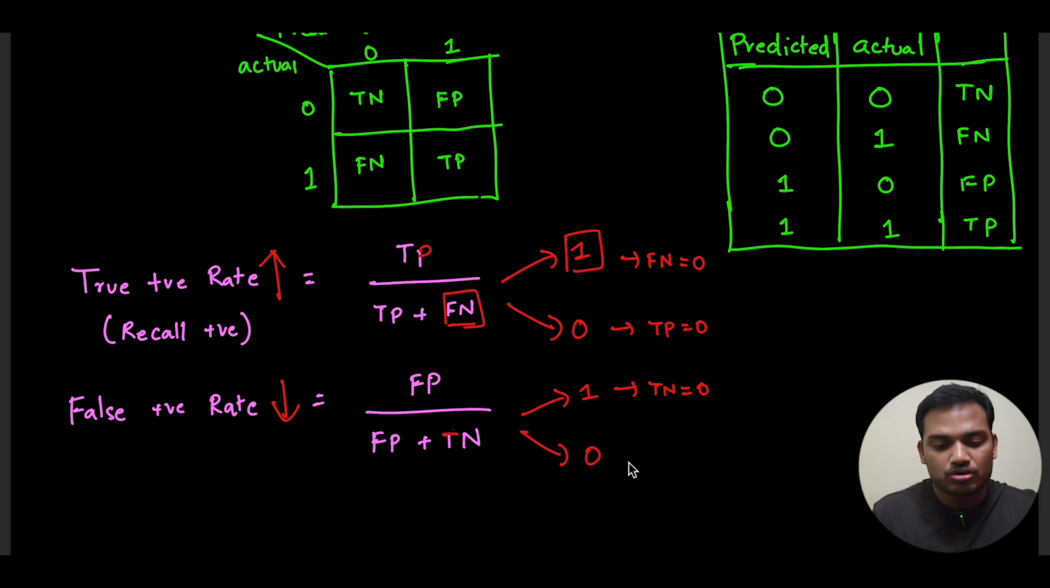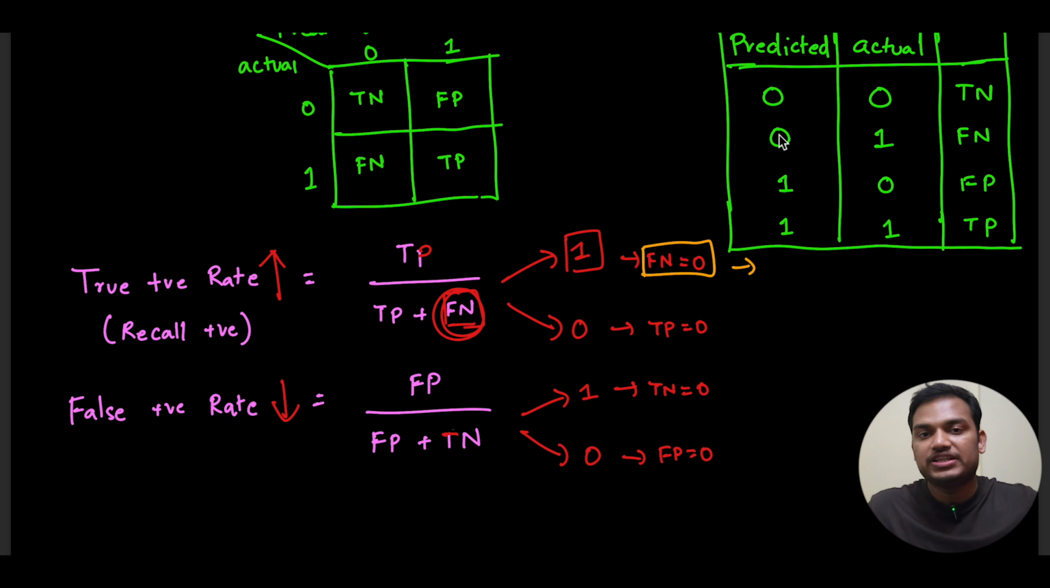And similarly, this can go to 0 when false positive is 0. Basically, if you want to make a fraction 0, then we should make the numerator 0. And if you want to make the fraction 1, then the extra value apart from the numerator value, we need to make it 0. So that is what we are trying to do over here. If you want to make false negatives 0, that means there should be no predicted negatives. If there are no predicted negatives, then there is no possibility that the model has false negatives, right?